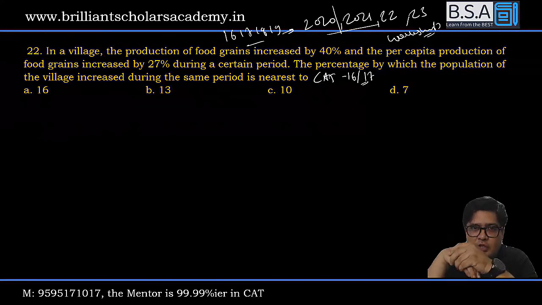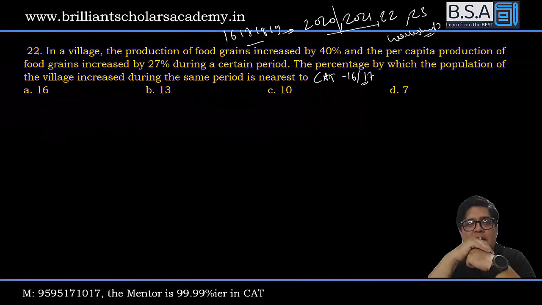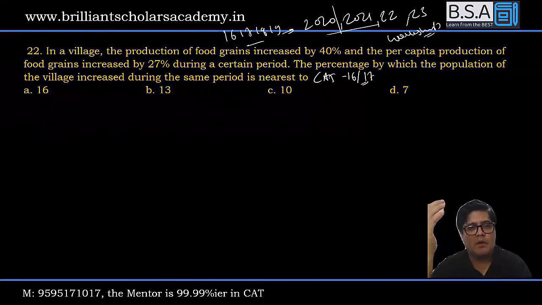In a village, production of food grains increased by 40% and per capita production of food grains increased by 27% during a certain period. The percentage by which the population of the village increased during the same period is nearest to.